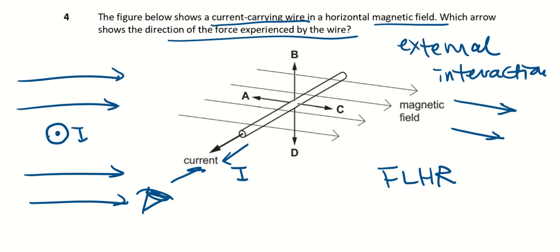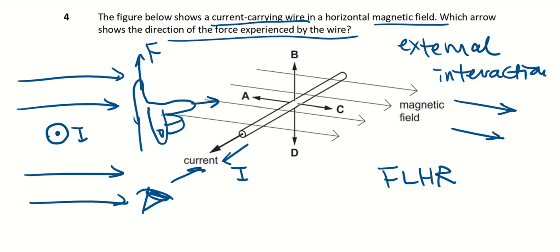For my current, I'll be using my middle finger, which is the I. If I'm facing it this way, my middle finger will be pointing towards me, and my first finger will represent the external magnetic field. Something like this, so this is my hand. This is my force, this is my external magnetic field, and this is the current. Therefore the force will be going up. That means the answer is B. I hope you haven't forgotten this.